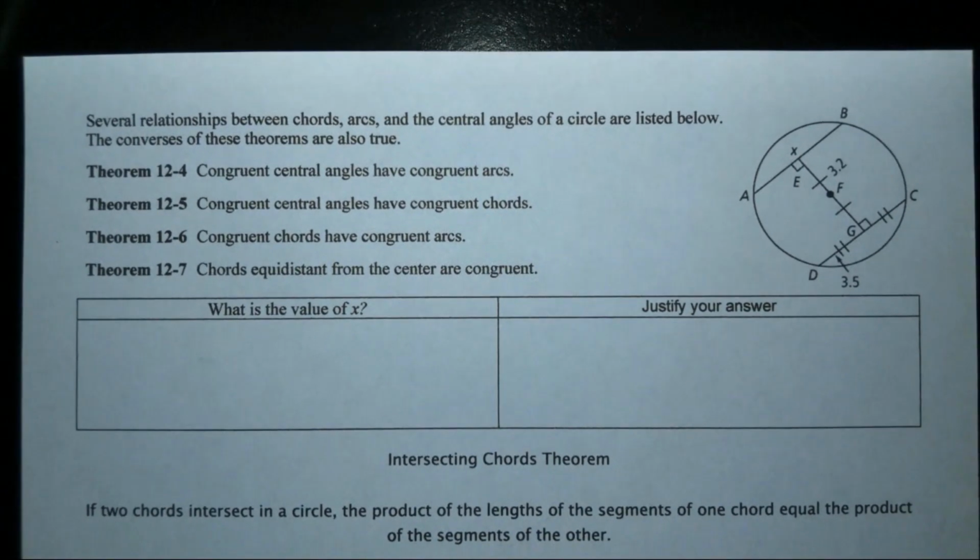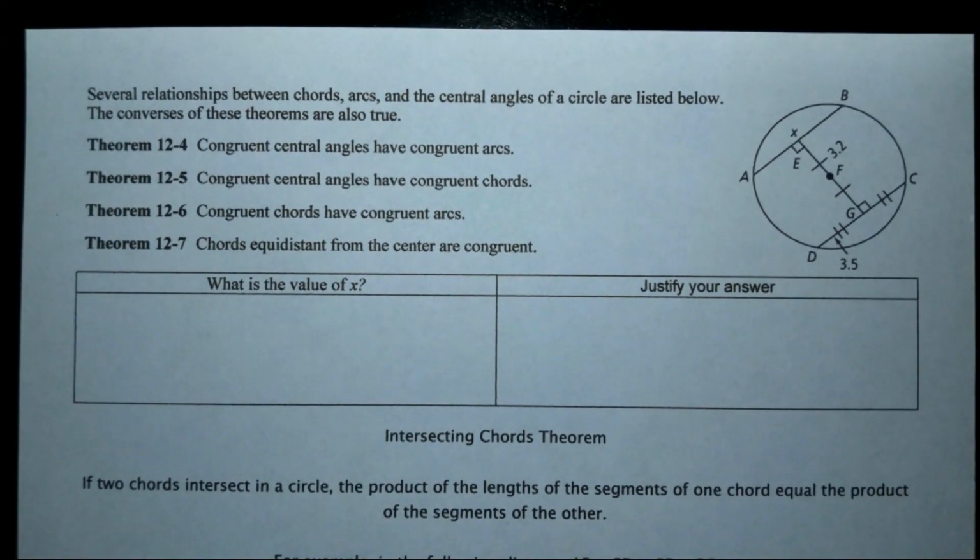And this topic is going to be about our chords and the relationships of our arcs. So this theorem list continues on, and there's some important piece of information that we must participate in. So the very first one that we look at is that congruent central angles are going to have congruent arcs.